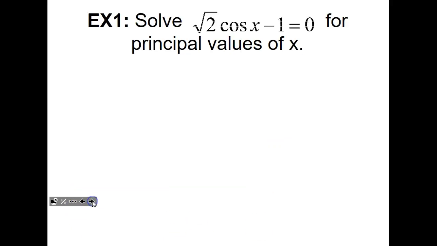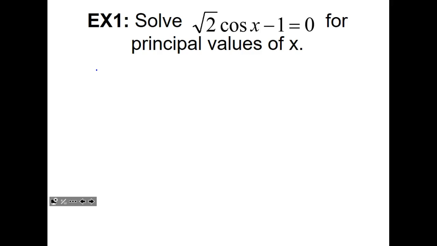So let's say that we have square root of 2 cosine x minus 1 equals 0. And we're going to solve that for principal values of x. It did not specifically tell us whether we have to use degrees or radians, so you can use either. Just make sure that if you use degrees that you put a degree symbol for it. Radians are pretty self-explanatory if they have a pi in their answer.